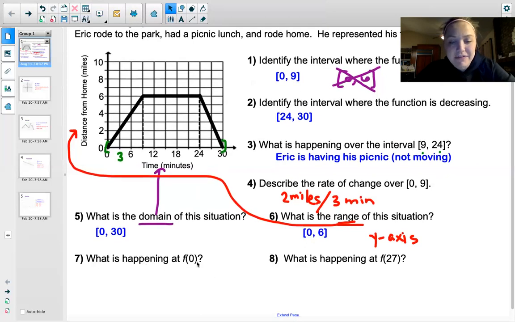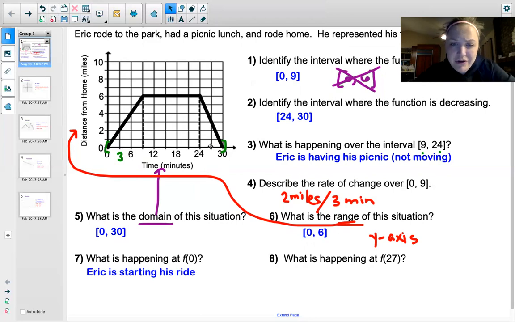What's happening at f of 0? That means my input is 0. So at 0 minutes, how far up is it? Well, none. That's because Eric is riding his bike to the park. So I would say Eric is starting his ride. He's at home.